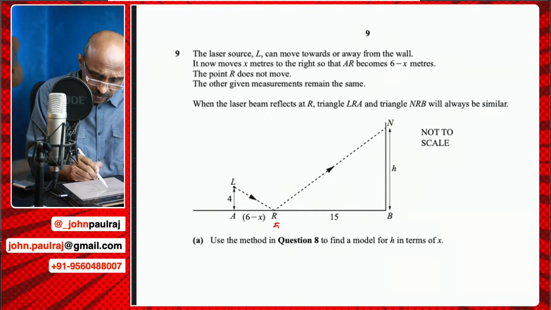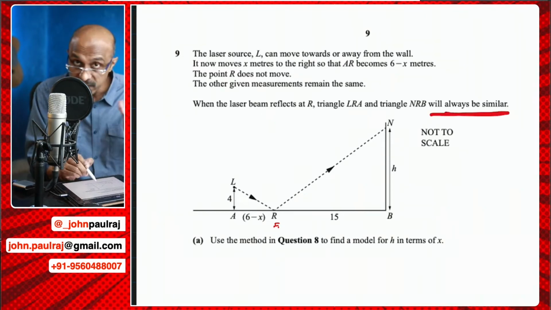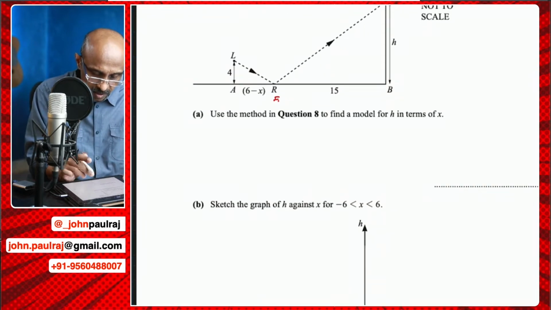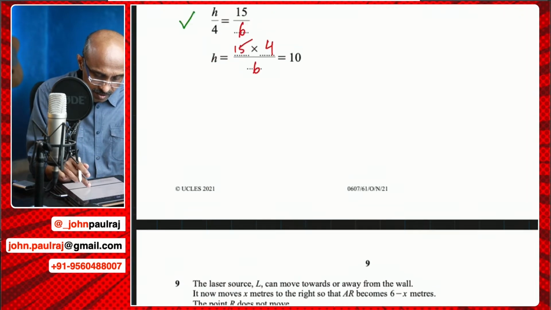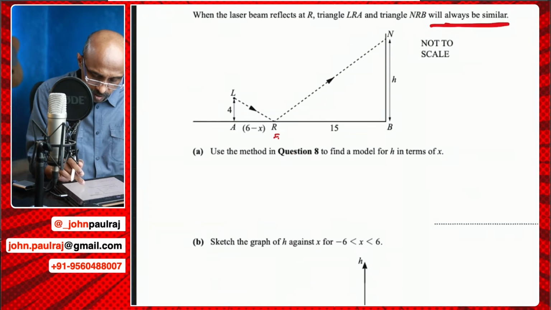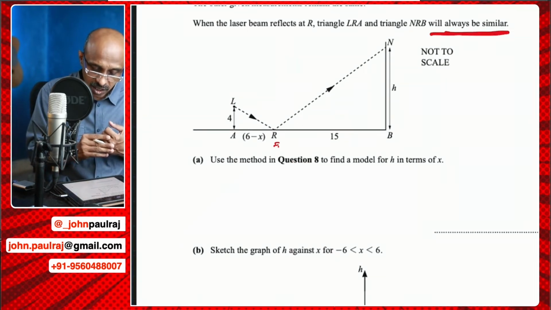When the laser beam reflects at R, triangle LRA and triangle NRB will always be similar. We already discussed before why they are similar. Use a method in question 8, the one that we just saw, to find a model for H in terms of X.